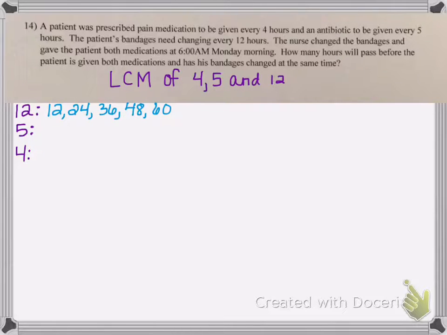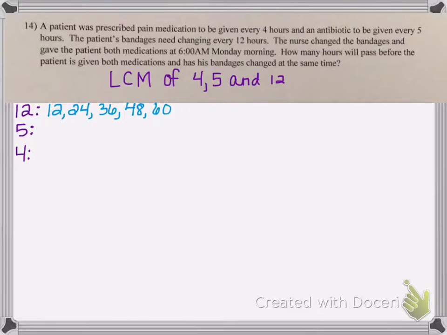Now, I'm stopping at 60 because 60 ends in a 0, which means 60 will also be a multiple of 5. And I also know I need a number that's a multiple of 4. Well, 60 is also a multiple of 4. So I found the first number in my list of multiples of 12 that will also be a multiple of 5 and a multiple of 4. Now I just need to prove it and make sure that 60 does fall in both lists.